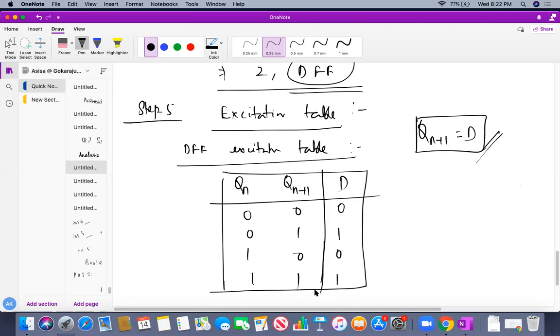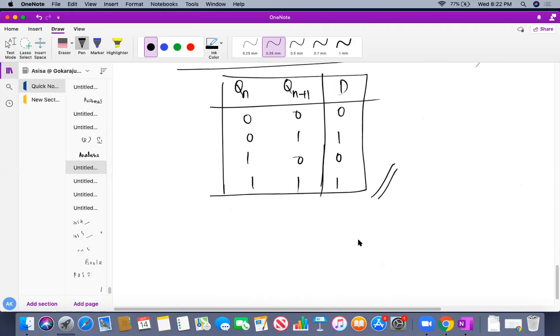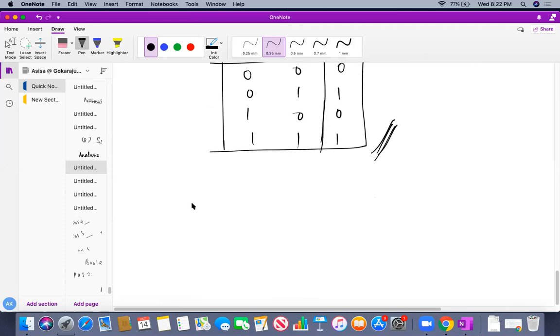Okay, am I correct? So now with the help of this excitation table and the state table, we have to derive the excitation table. So understand, with the help of this D flip-flop excitation table, from the state table we can derive the excitation table of the sequential circuit. So what will be my step 5 here? My step 5 is I need to find out the excitation table. Okay, so how to find out the excitation table?